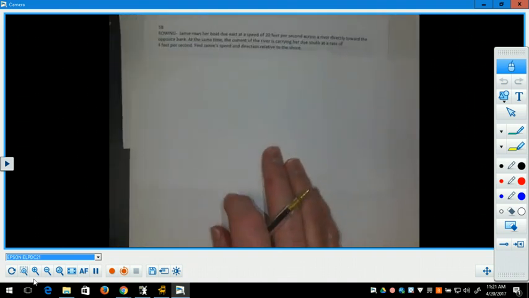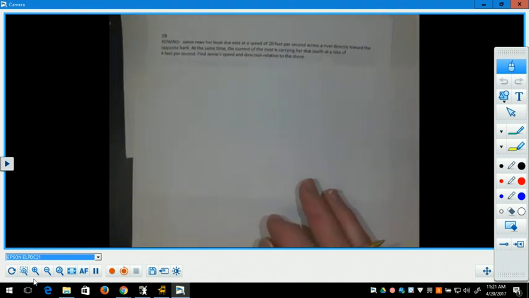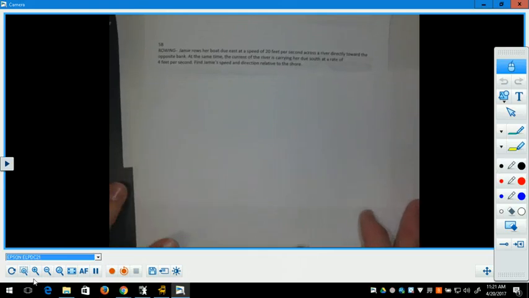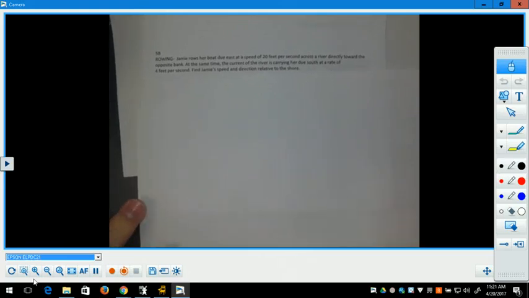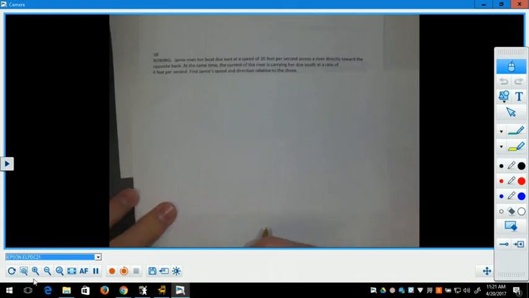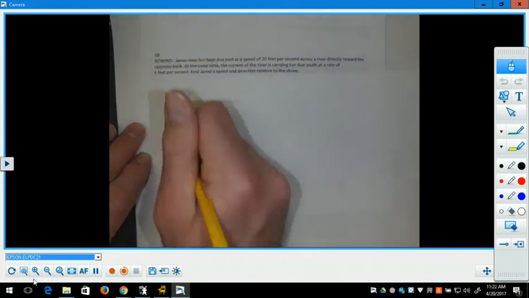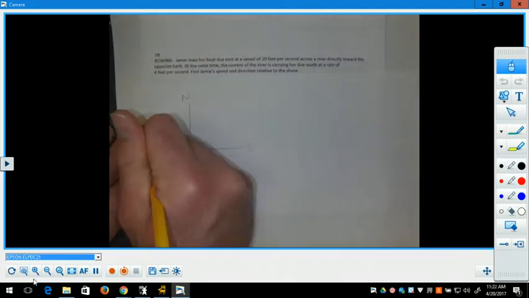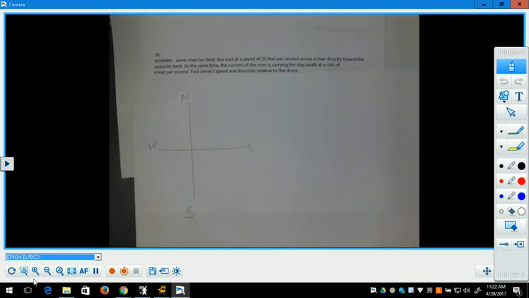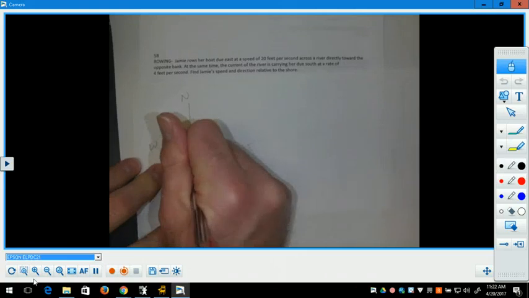All right, I said I would do the other problem as well. This one's a little quicker because it doesn't need law of cosines or law of sines. We have a rowing problem. It says Jamie rows her boat due east at a speed of 20 feet per second across a river. So I'm going to start with my compass, north, south, east, west. She's heading due east at 20 feet per second.